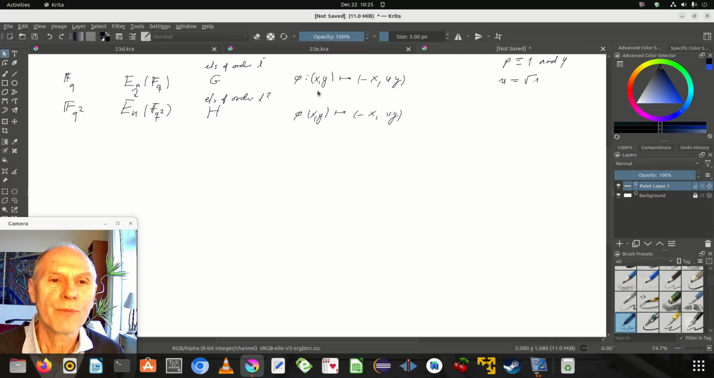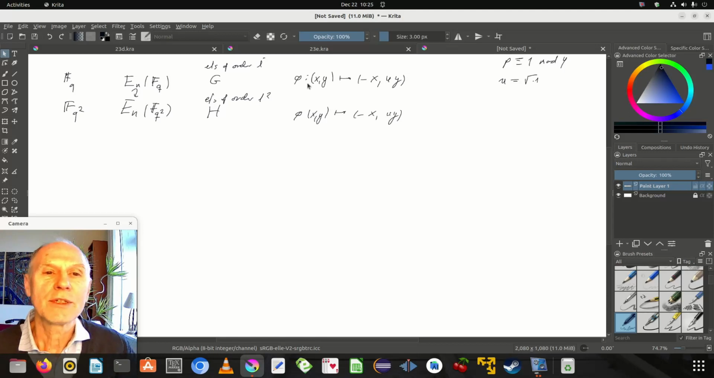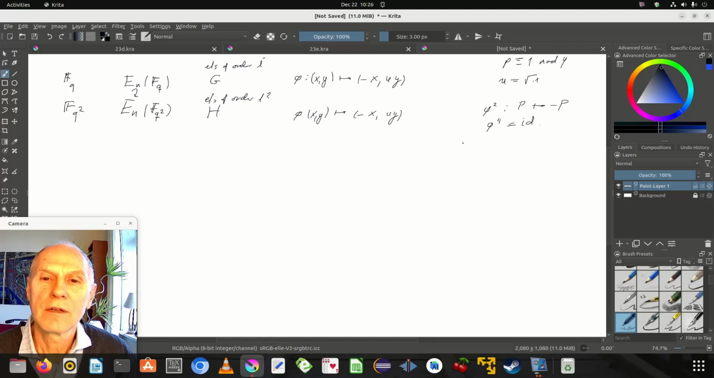Now the idea I got this morning, actually while I was still lying in bed, was that now, what is the order of that map? It's order 4. So psi to the 2nd is P maps to minus P. So phi to the 4th is the identity. My idea was that we get them divided into groups of four, but that doesn't seem to be the case. I just need to make a break, sorry.